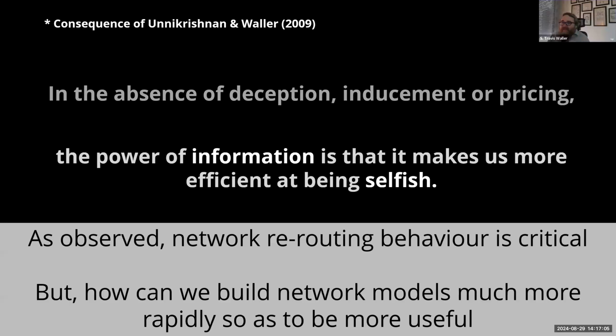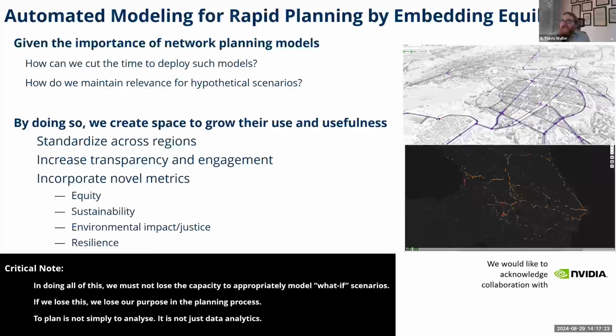But if we accept that network rerouting behavior is critical, how can we actually keep that? How can we embed that in these emerging methods and data? How can we keep that which is most important for transport planning at the same time as taking advantage of this explosion of technology and data? And that's really at the essence of automated modeling and rapid planning, is embedding that equilibrium.